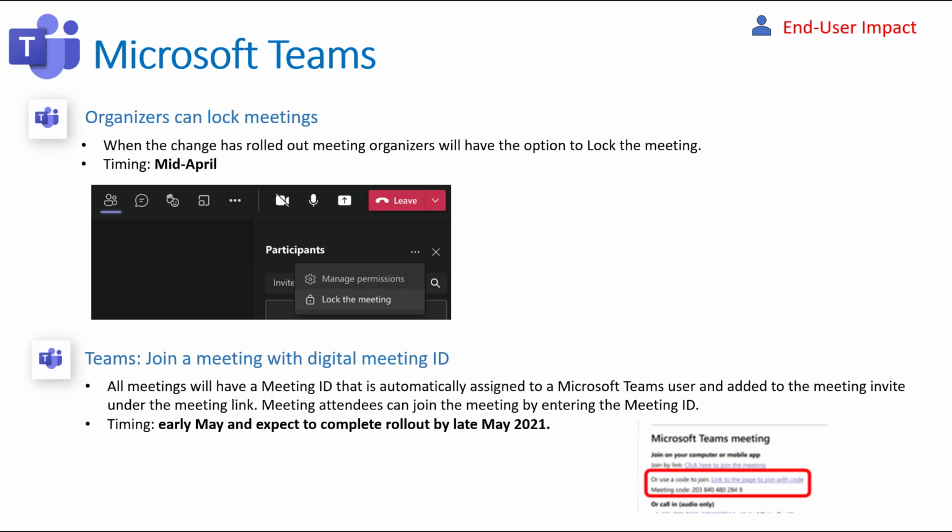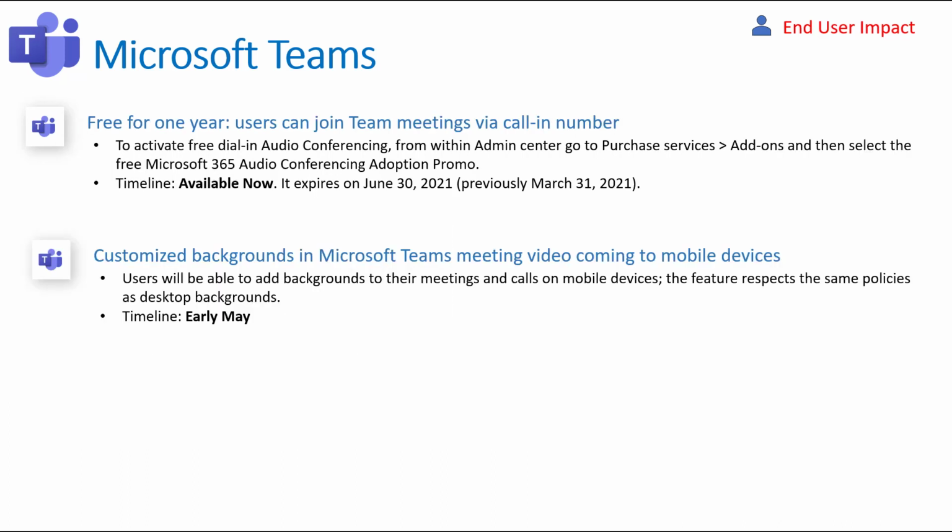Next here we have the ability to lock meetings as an organizer. So this one's very straightforward. You can just lock a meeting so no other person can enter via the invite link or by telephone. This will be happening and should have already happened by this time frame with this video coming out. The meeting ID introduction as well is coming at the beginning of May, where this is allowing you to dial in by a meeting code or enter a meeting code to join a meeting link. And so this will be, again, early May and can be complete by May 2021.